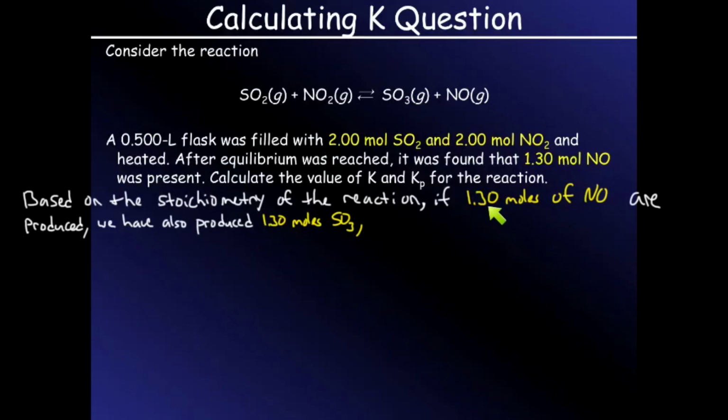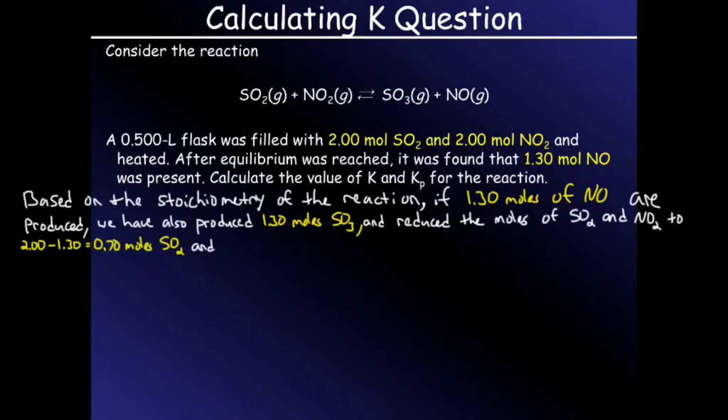Because 1.3 moles of NO formed, we know that 1.30 moles of SO3 must also have formed, and we must have decreased SO2 and NO2 by 1.3 moles, because the stoichiometry is 1 to 1 to 1 to 1.